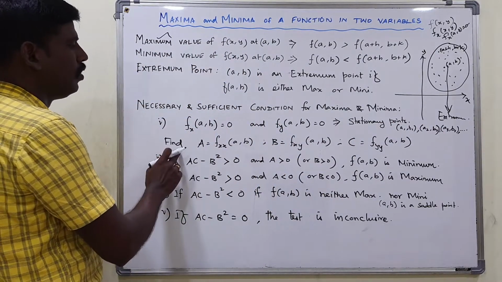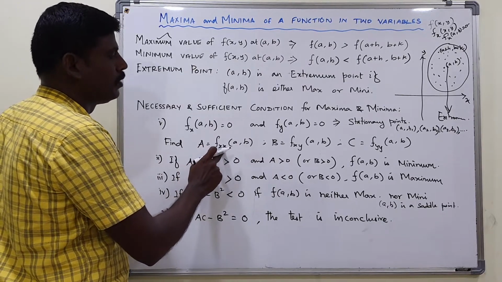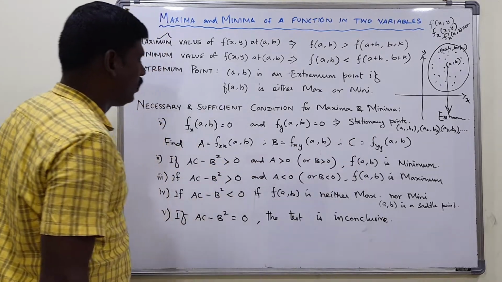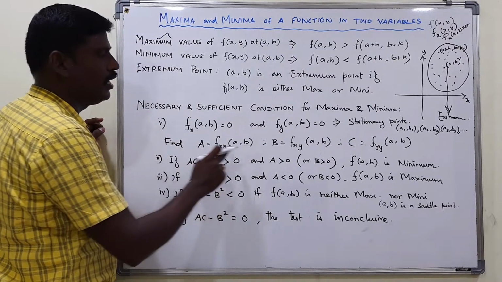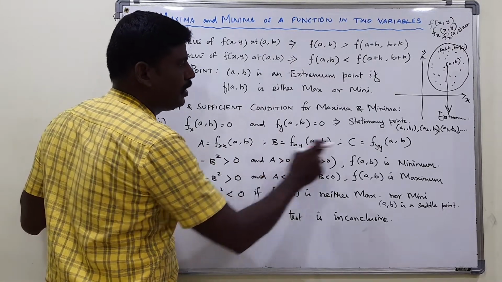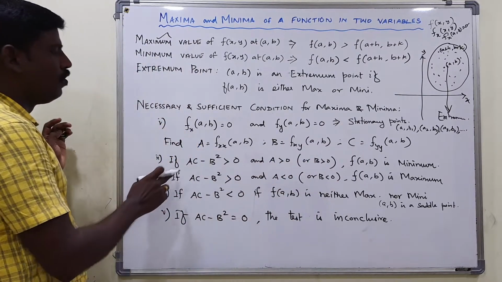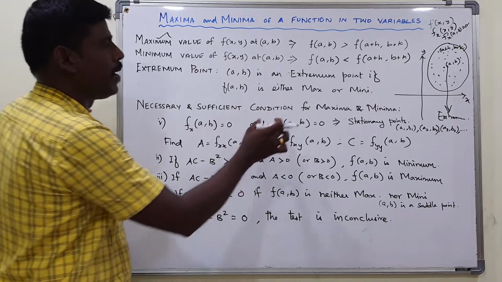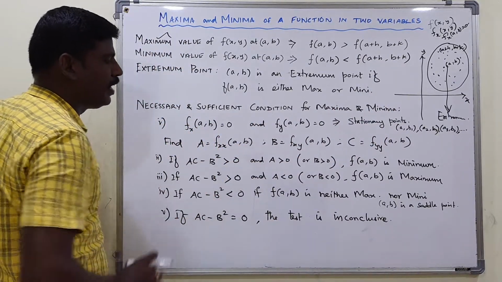Also go for finding the second derivative of f with respect to x partially. Similarly fxy, and likewise f double y. Take these values as a, b and c: f double x as a, f xy as b, f double y as c. After finding all these 5 values, go for finding the value of ac minus b square. The maxima and minima are completely based on the value of ac minus b square.